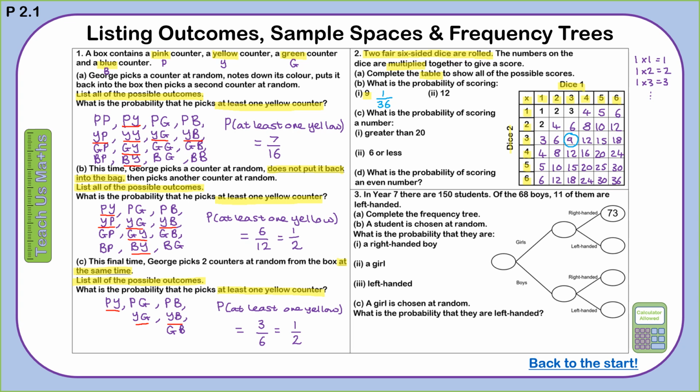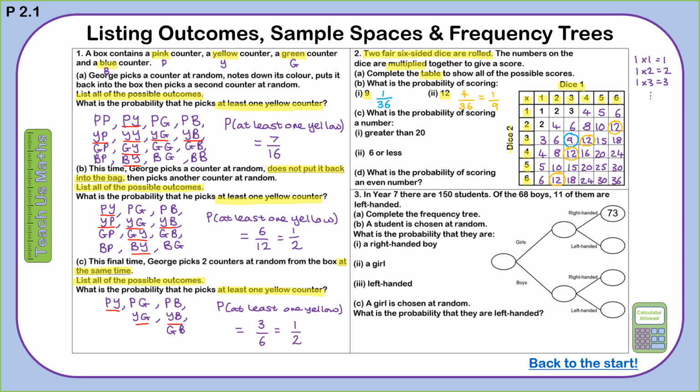Part 2. What is the probability of scoring 12? So let's count how many times we had an outcome of 12. So I'm doing this a row at a time. So there's a 12 here, the 12 here, and here, and also here. So there are 4 outcomes of scoring a 12 out of 36 outcomes in total. Now we can simplify that fraction. So the probability of scoring a 12 is 1 out of 9.